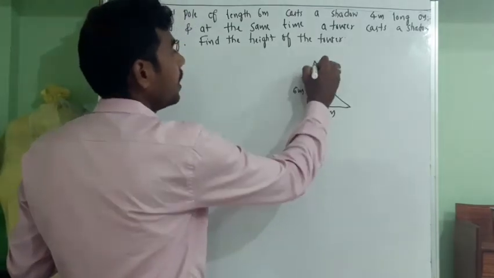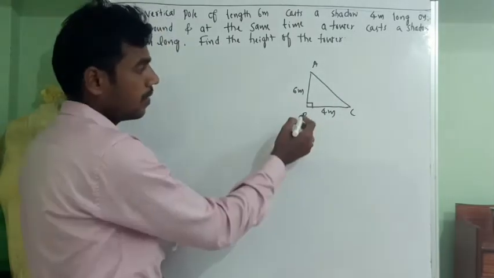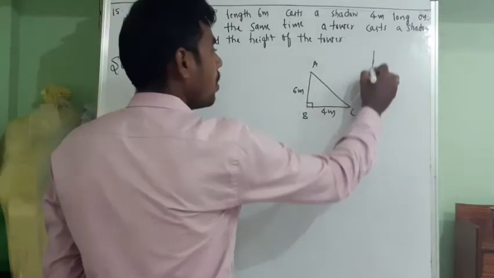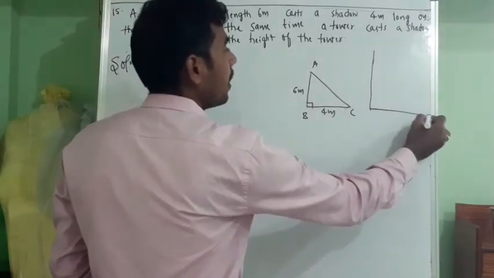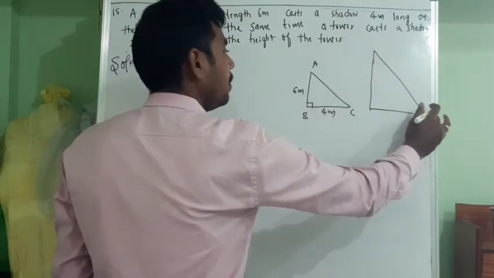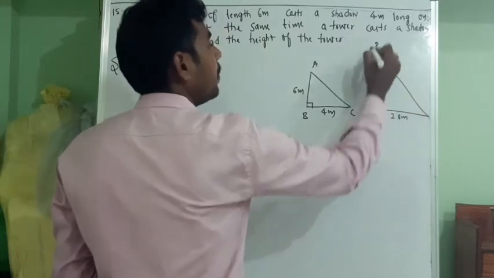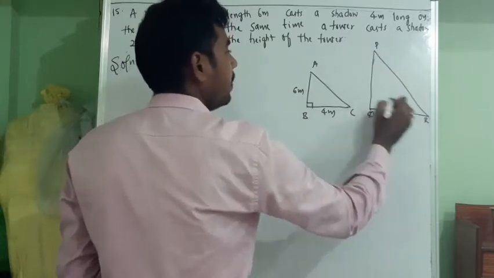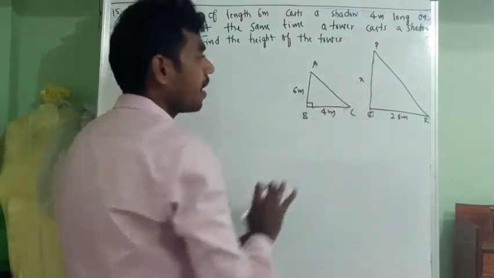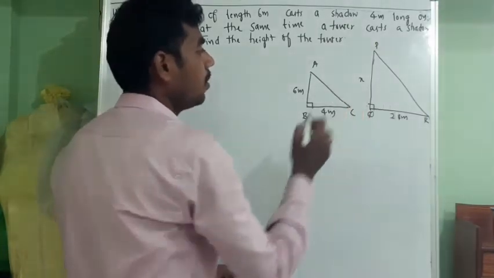So I'll call it A, B, C, and this is 90 degree. They are saying vertical pole, and it is casting a shadow of 4 meter. And there is one more tower, and we don't know the height of the tower. We need to calculate that. It casts a shadow of 28 meter. Let's say PQR. We call the height x, which is the unknown factor, and this angle will be equal to 90 degree.